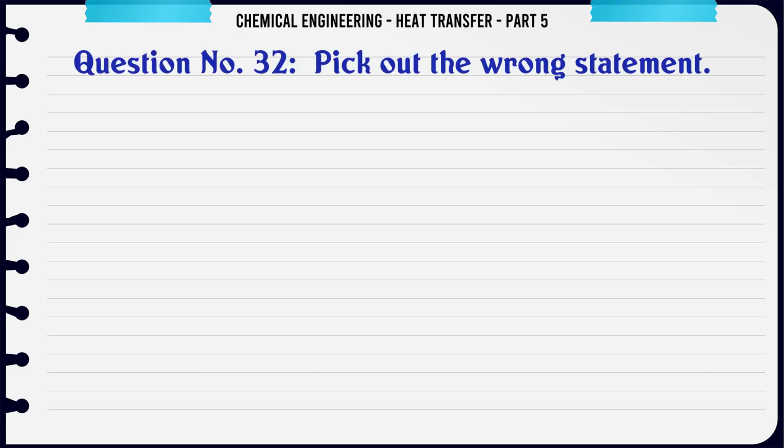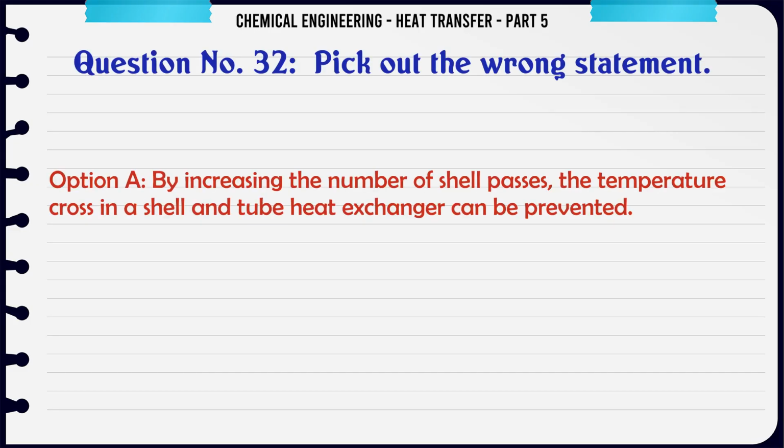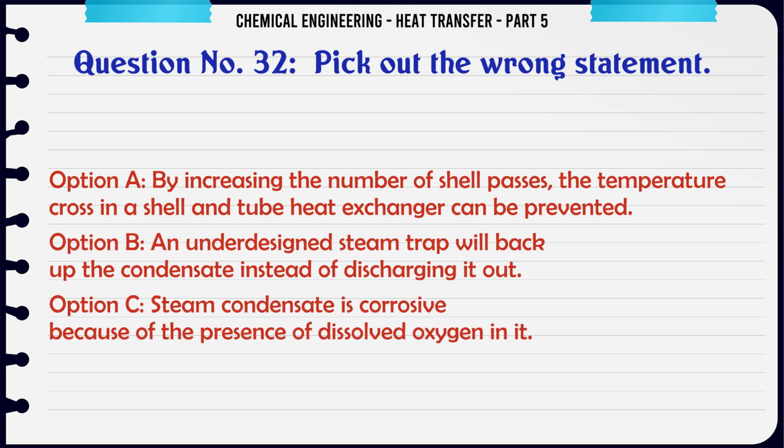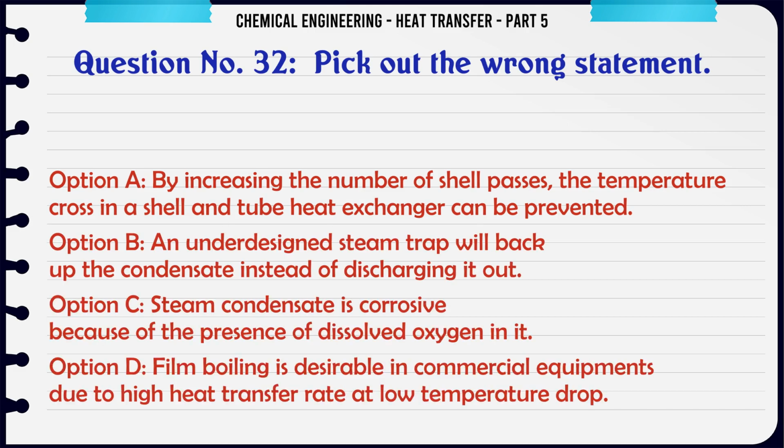Pick out the wrong statement. A. By increasing the number of shell passes, the temperature cross in a shell and tube heat exchanger can be prevented. B. An underdesigned steam trap will back up the condensate instead of discharging it out. C. Steam condensate is corrosive because of the presence of dissolved oxygen in it. D. Film boiling is desirable in commercial equipments due to high heat transfer rate at low temperature drop.